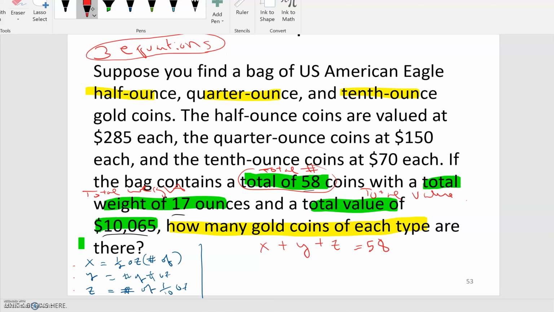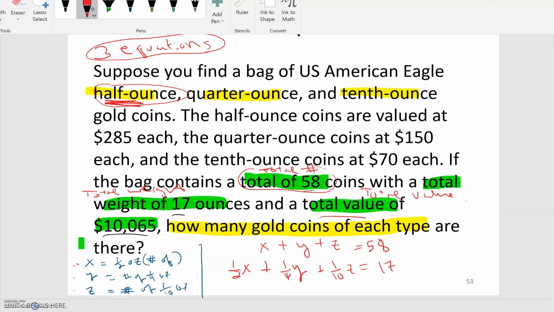Now our total weight, it's going to use the same idea of weight per coin times the number of coins of each kind. So for the half ounce coins, for example, the weight is a half ounce, and then there are X of them, so that would be 1/2 times X, and that's going to be the number of ounces contributed by the half ounce coins. Sorry, that's supposed to be a plus. The quarter ounce coins would contribute 1/4 times Y, and the 1/10 ounce coins would be 1/10 times Z, and together they add up to be 17.